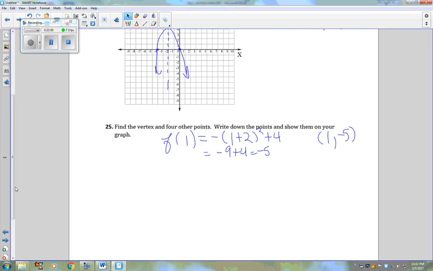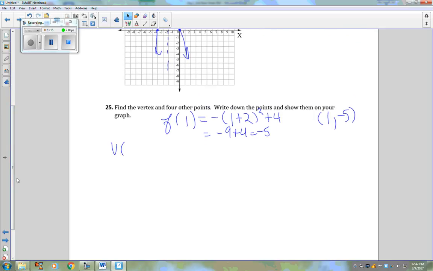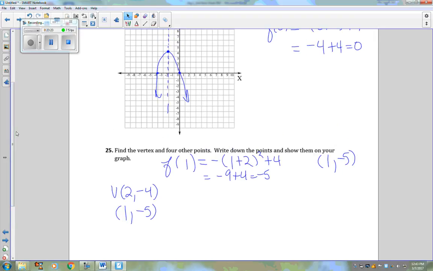It asked me to find the vertex. I should have stated that. I did state that up there. The vertex was negative 2, 4, and I found 1 point, 1, negative 5. And the other 2 points I found using symmetry. I found 0, 0, and I found negative 4, 0.